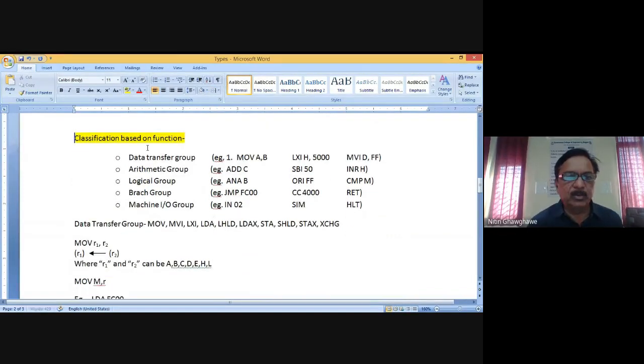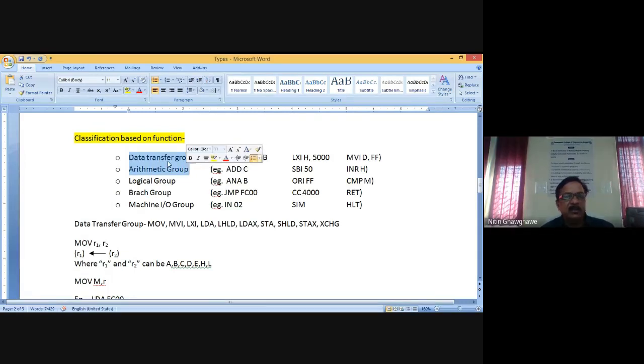In fact, if you want to understand the complete classification of the instructions, you will have to go for a further way of classifying the instructions. This is how all the instructions are categorized. The 256 instructions, depending upon their functions, can be classified as data transfer group, arithmetic group. As the name indicates, in data transfer there will be transfer of data from one place to another. I have given some examples, MOV or LDA. Arithmetic group, as the name indicates, performs arithmetic operations: addition, subtraction, increment, etc.